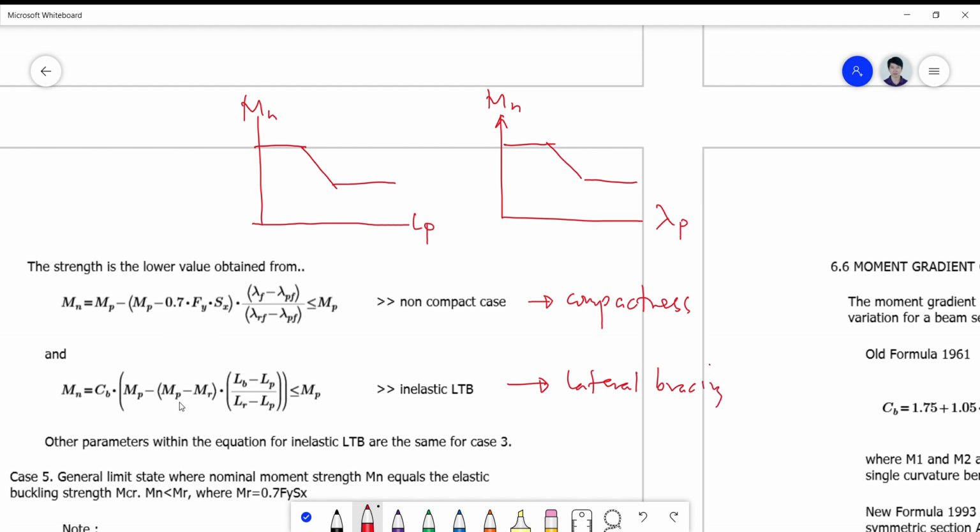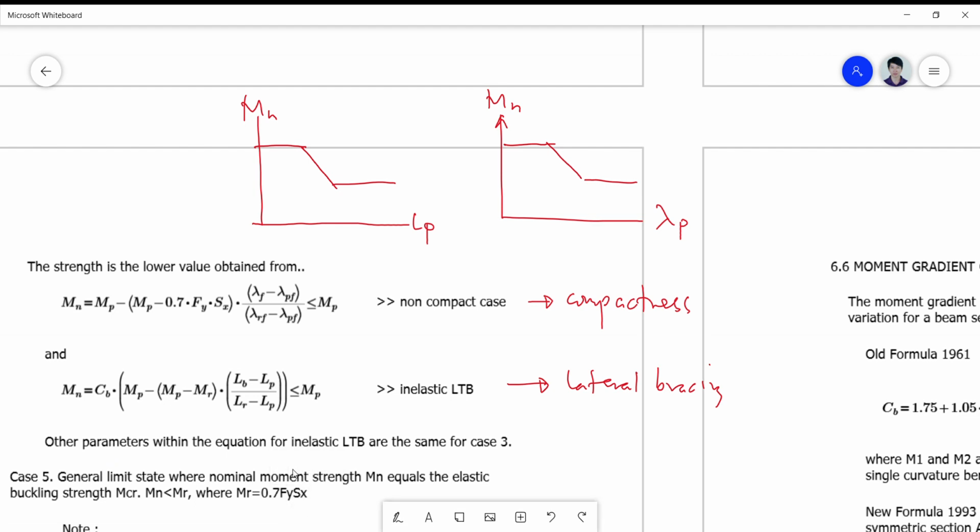We compare the two such that your governing nominal moment capacity is chosen to be the smaller, of course, of the two. Take note again of the existence of a moment gradient CB here, while in the compactness requirement, there is no moment gradient coefficient used.